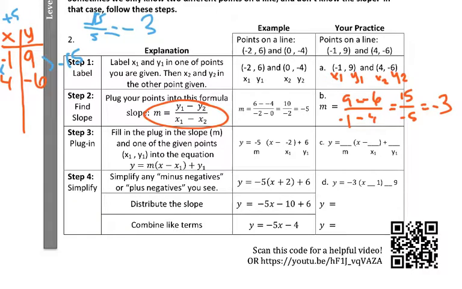Okay, let's continue. Now we can do step 3 where we plug everything in. We know our slope is -3, x1 is -1, y1 is 9. We want to simplify any confusing signs, so we would have -3 and then in parentheses x plus 1 plus 9. Then we would distribute the slope so that we would have -3x plus -3 plus 9. And then we would combine our like terms. -3 plus 9 is a +6.